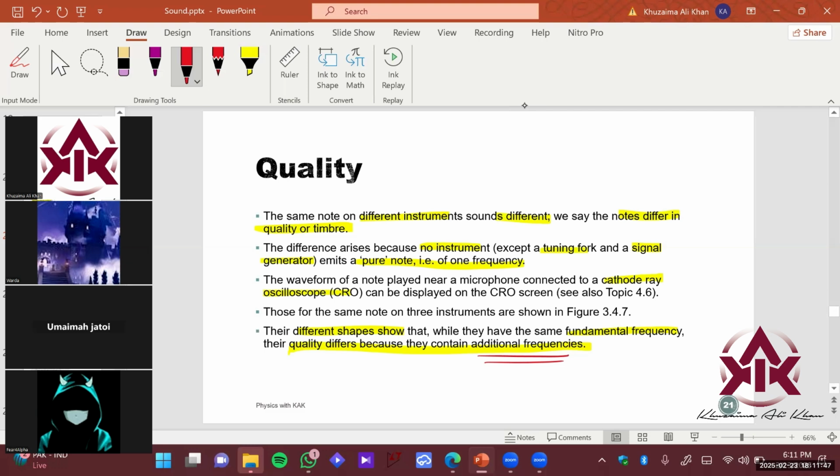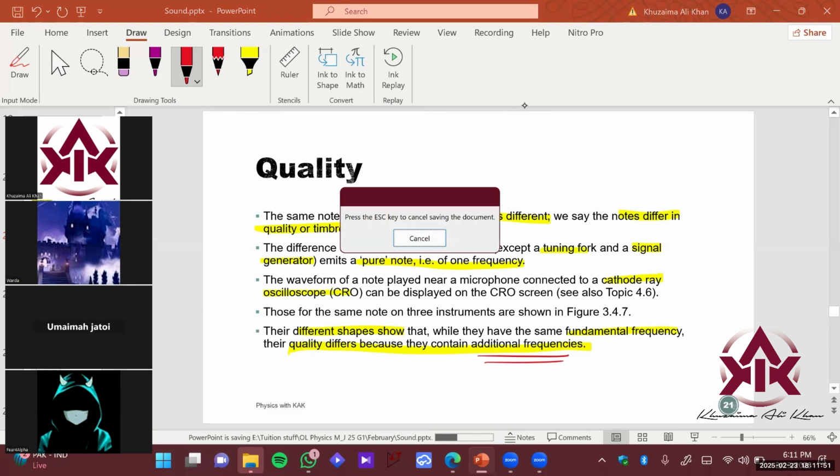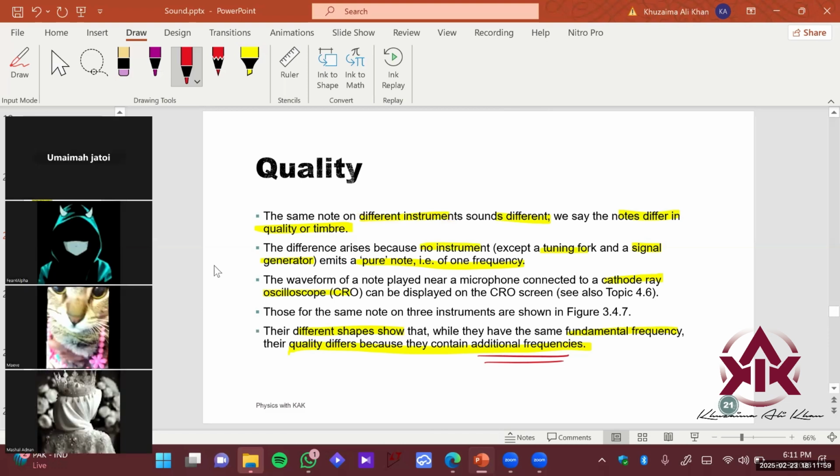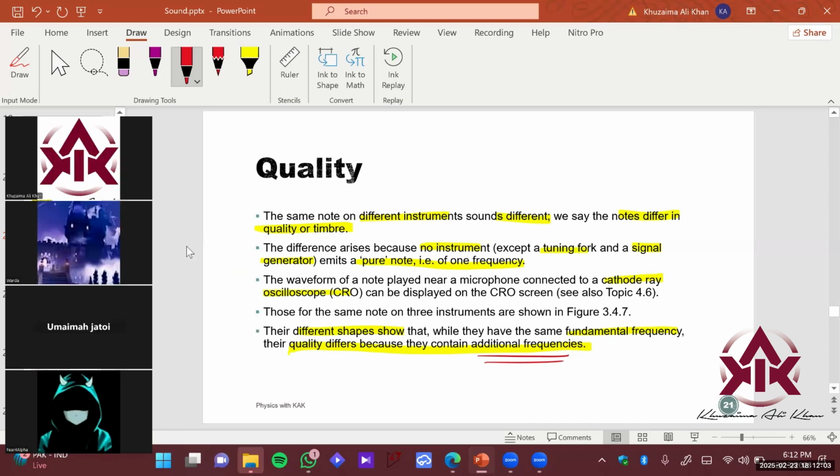So if these three parameters of identifying a musical note make sense, give me a thumbs up quickly. So it makes sense to Hamza, Mashal. Okay, that is good. Varda, is it clear? Okay, that's good.